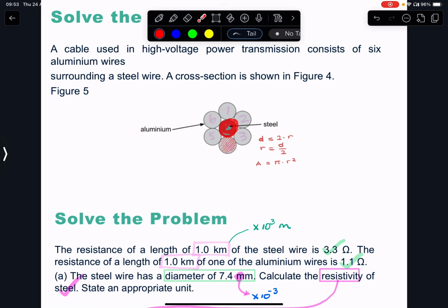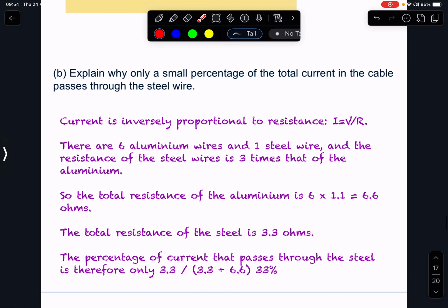So steel, in terms of area, is 1/7. Right? So the area of steel divided by area total is 1 over 6 plus 1, so it's 1/7 of the total in terms of the area. But the actual resistance is higher. So the higher the resistance, the lower the current. So current is inversely proportional to resistance because that's in the denominator. So if this increases, this decreases.